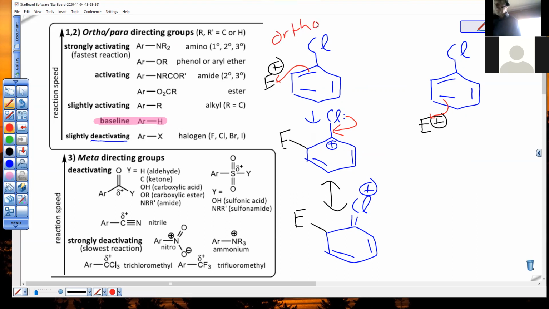Para, you initially get this species. And we don't have to draw all those resonance forms. We can show how the chlorine can help this cation right here. And you go para, you got your E here, and it can resonate with that cation. Look at that. It's a great cation. It's got full octets and all that.